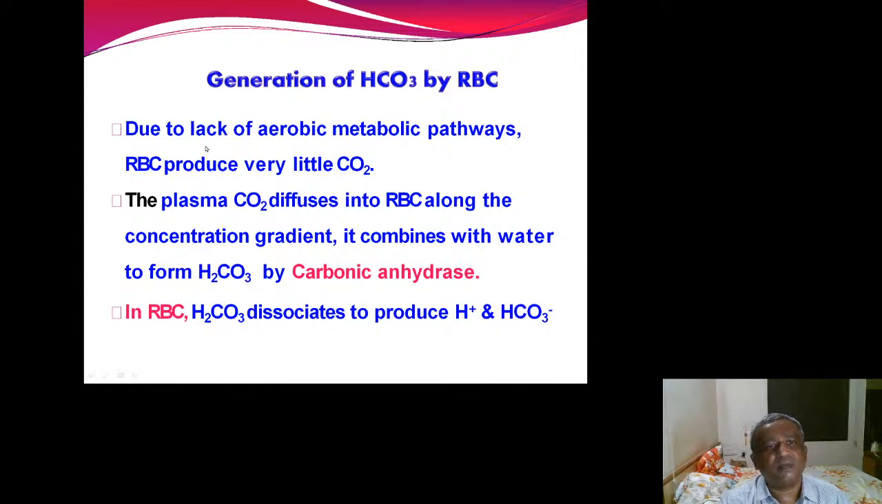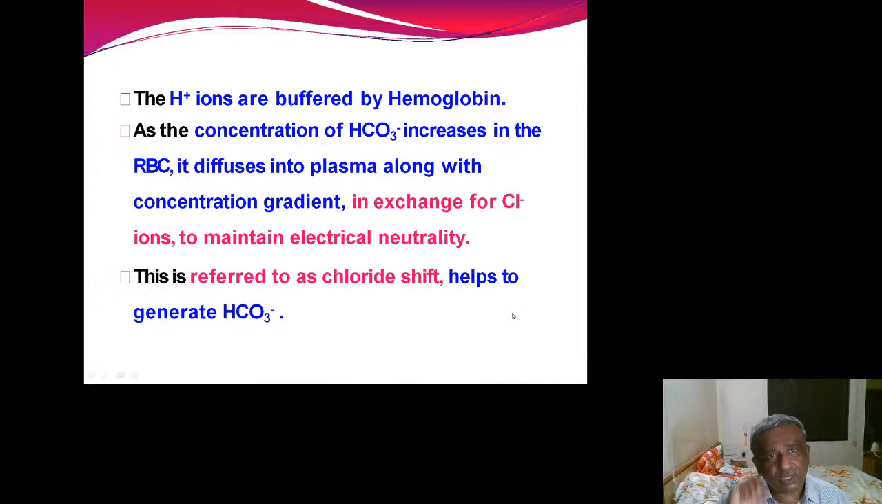Generation of bicarbonate by RBC. Due to lack of aerobic metabolic pathways, the RBC produce very little CO2. The plasma CO2 diffuses into the RBC along the concentration gradient. The CO2 is very low in the RBC, so whenever the plasma CO2 is high, it goes into the RBC via the concentration gradient. It combines with water to form H2CO3 by carbonic anhydrase. We saw previously that H2O plus CO2 in the presence of carbonic anhydrase will produce H2CO3, and this H2CO3 now dissociates to produce H plus and HCO3 minus.